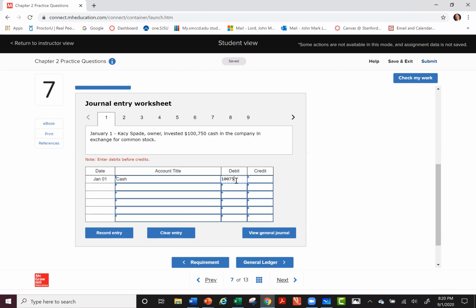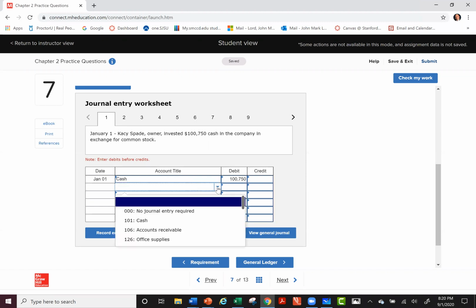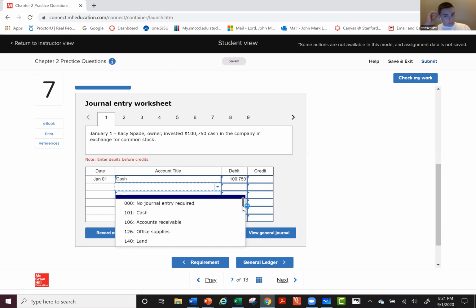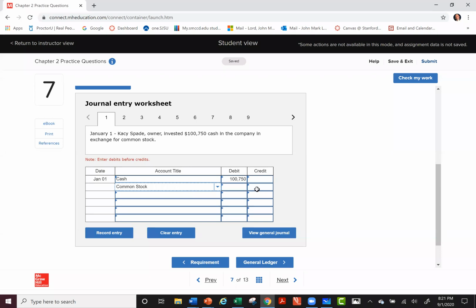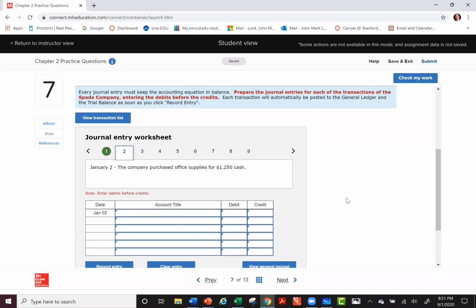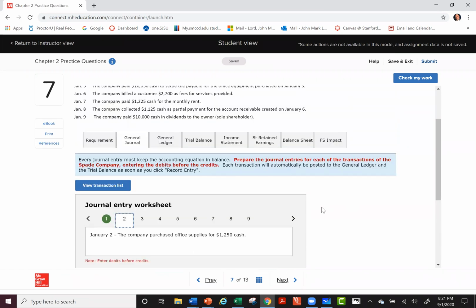Cash, how much? 100,750. Okay, good. What should I credit then? My debits have to equal my credits. Common stock. Good. I come down. There it is, common stock. Good. 100,750. I go ahead and record that entry, and it accepts that entry, and I'm ready to do my second transaction. Okay. But before I do that, let's first think about what the general ledger is going to look like.